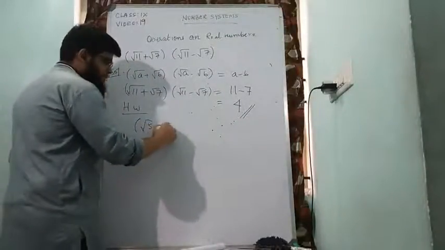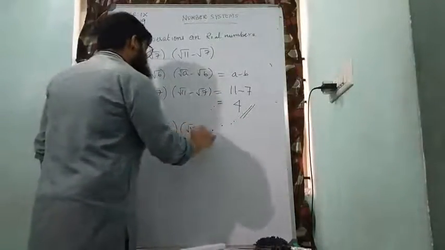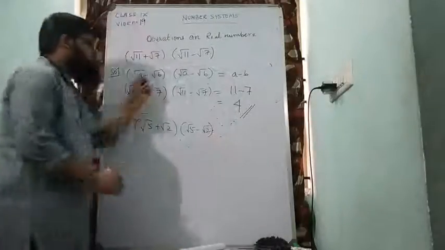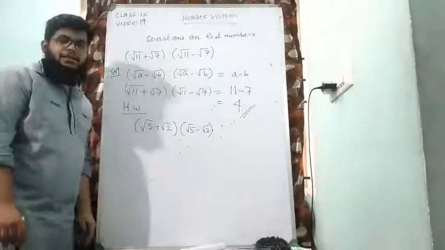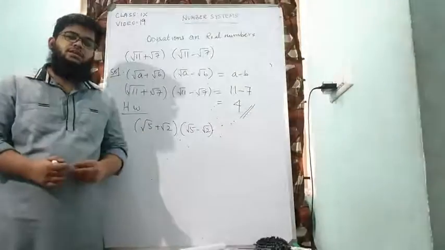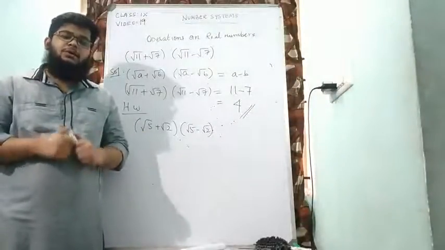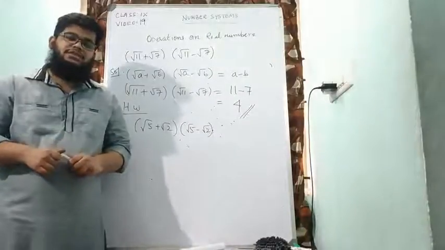Root 5 plus root 2 into root 5 minus root 2. Use this identity. It's very simple. 5 minus 2, the answer is supposed to be 3. Okay, so try this question as homework. Learn all the identities. Without identities, you won't be able to solve questions in this main.